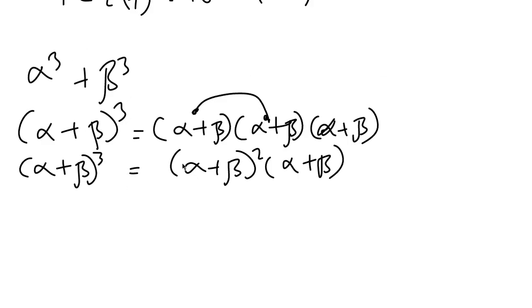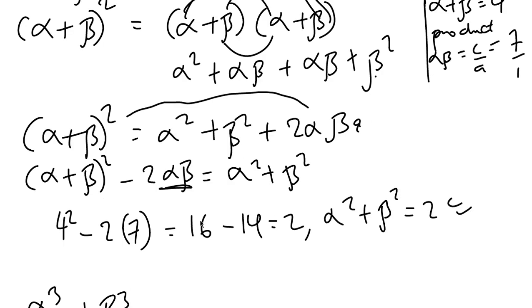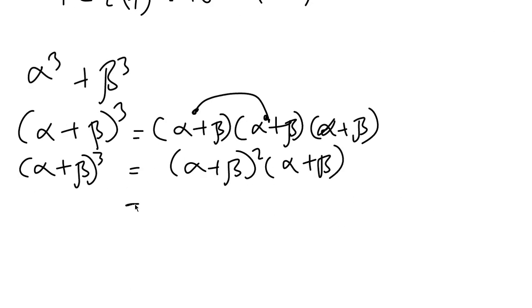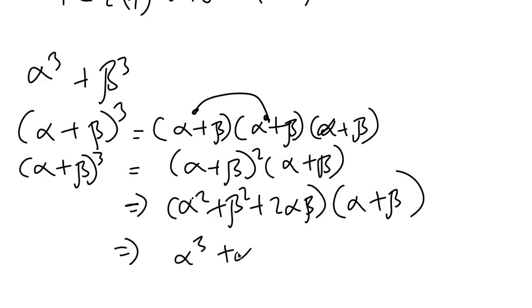And remember that we've gotten the value of (alpha plus beta) all squared as alpha squared plus beta squared plus 2 alpha beta. So we can now simply do that here. That will be alpha squared plus beta squared plus 2 alpha beta, multiplied by (alpha plus beta). Then on expansion of this, alpha times alpha squared is alpha cubed, plus alpha beta squared plus 2 alpha squared beta. Do you get what I'm doing?